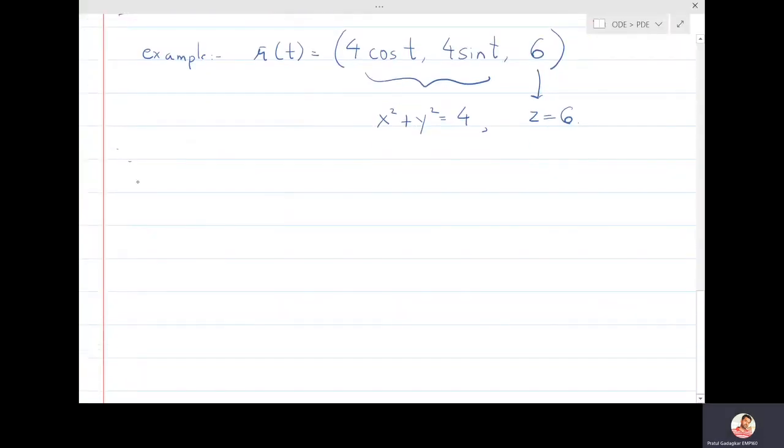For example, if you look at the curve r bar(t), suppose I take t, then let me take sin t, and the third coordinate, let me keep it as 5.